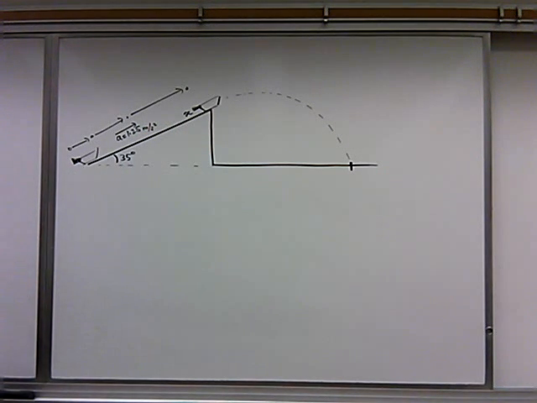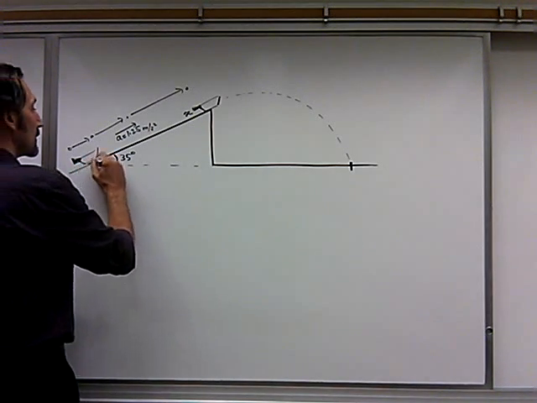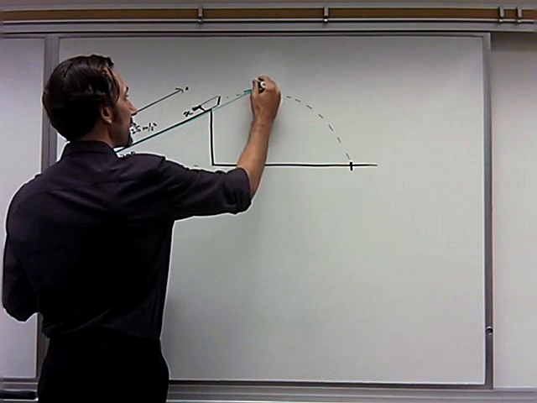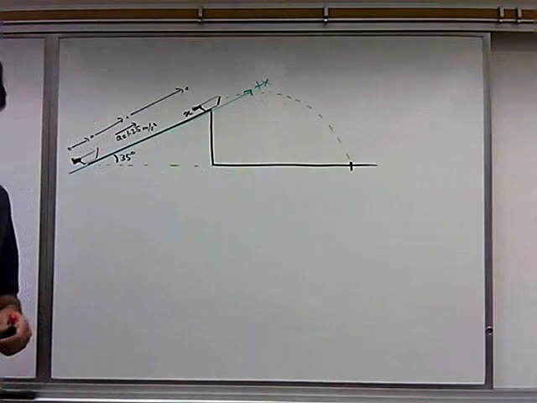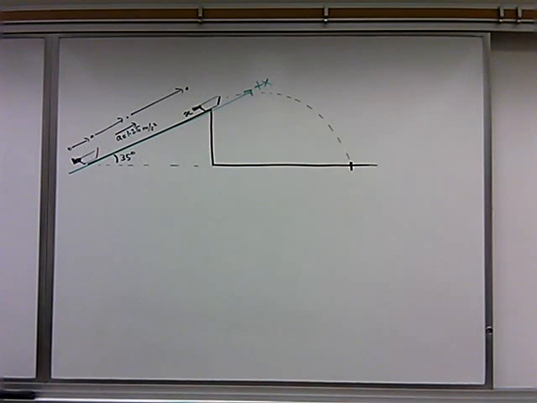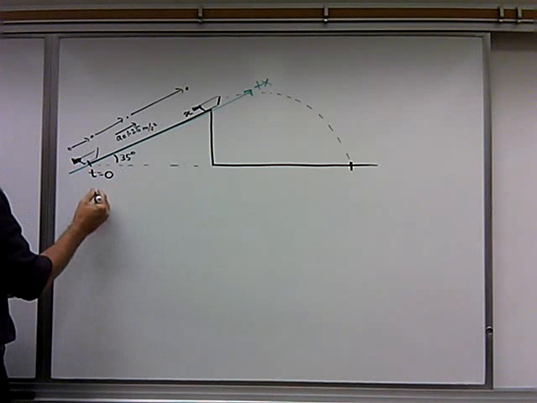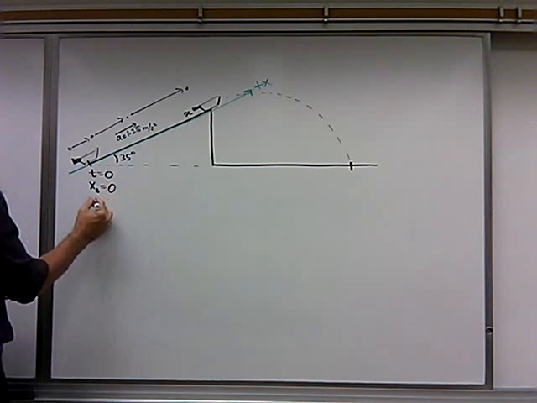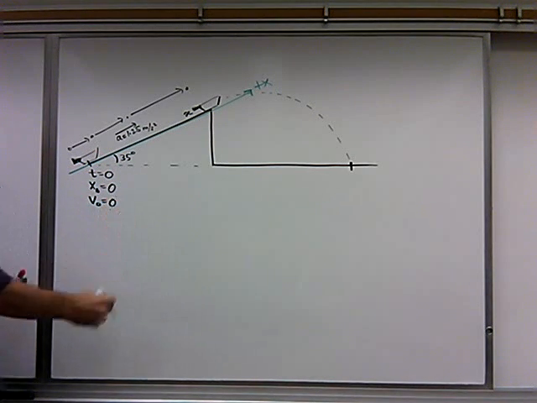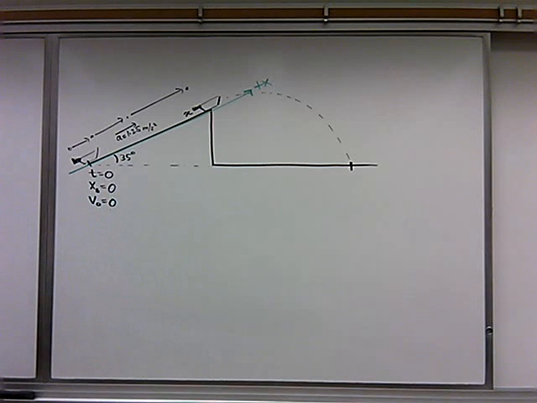Because the acceleration is up the ramp, we need to be careful and make sure that we choose our coordinates that way. So I'm going to choose my positive x direction to be up that direction. So then we can say that the rocket at time t equals 0 is at x equals 0, and it has an initial speed of 0 because we're told the rocket starts at rest.